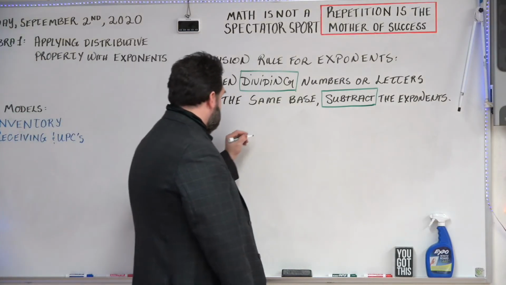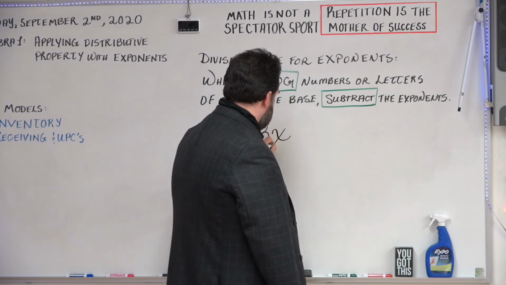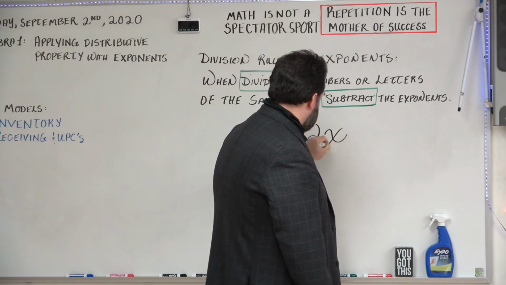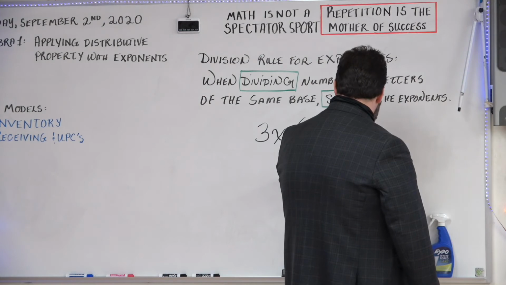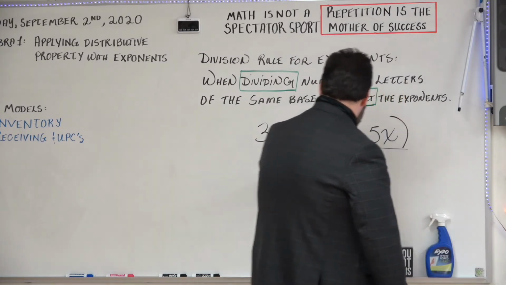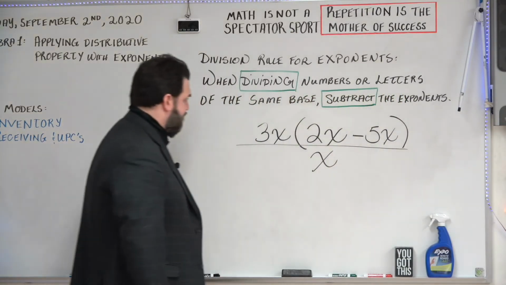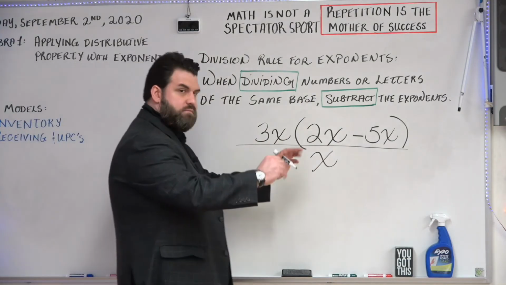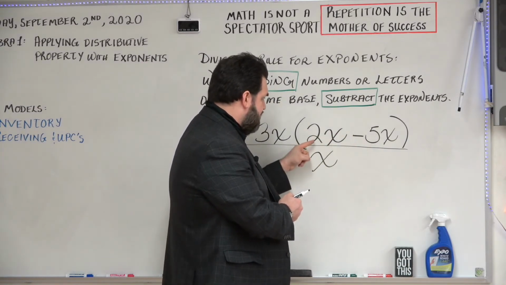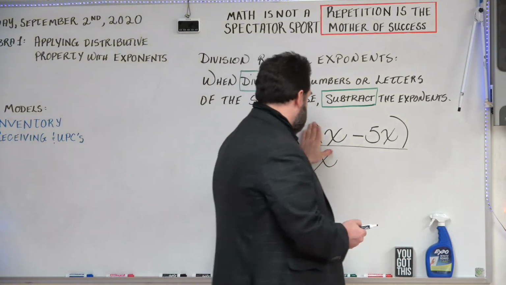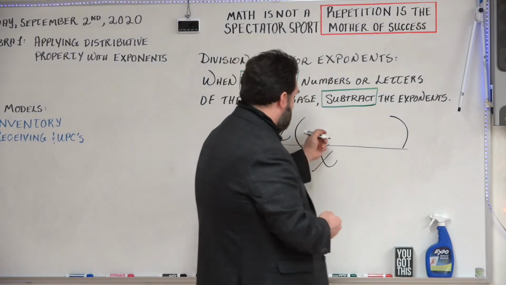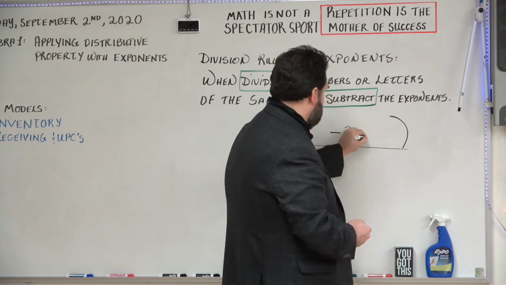Okay, here's another example. Let's do 3x, open parentheses, 2x minus 5x, close parentheses, all divided by x. Okay? So, first we're going to look inside the parentheses and we can subtract 5x from 2x, and that gives us negative 3x. Okay, so instead of writing 2x minus 5x in there, I can just put negative 3x.